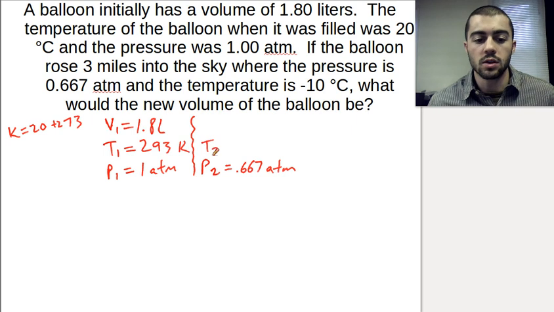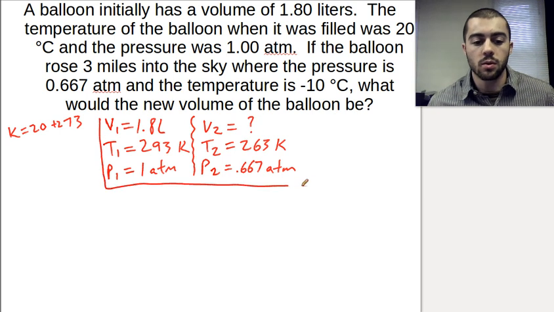And we have our T2, which is negative 10. So again, we convert that to Kelvin by adding 273. This would give us 263 Kelvin. And then our V2 is our unknown. So we have all our information now. We've got all 6 pieces of this equation. We're not going to drop anything out this time. All we're going to do is plug in.